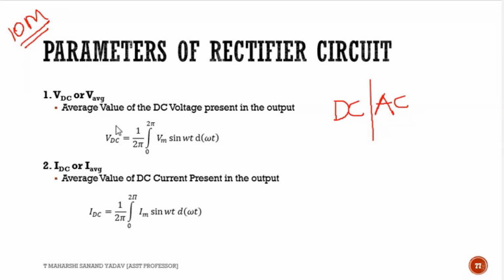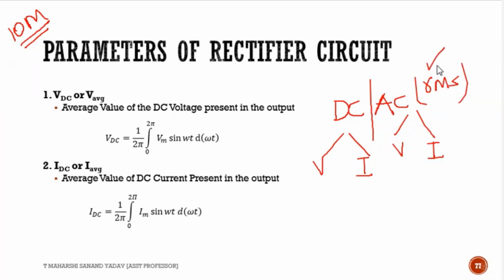Good. So now, under this DC, VDC, IDC. Again under AC also two concepts, VAC, IAC. For better understanding, generally in order to represent the DC term only, we use RMS. I'll tell you what RMS is in the next slide. So first we shall deal with this DC. Under DC there are two types again, VDC and IDC. So, the average value of the DC voltage present in the output.